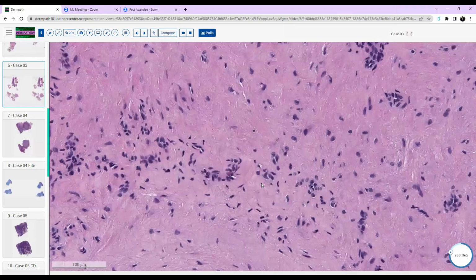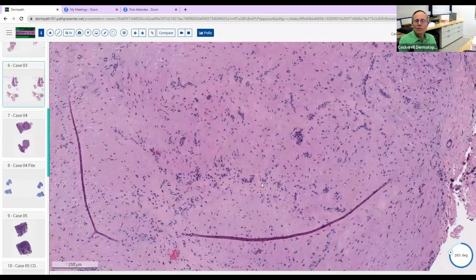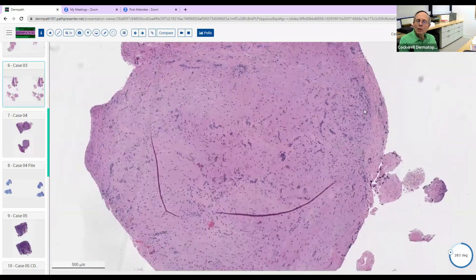Not really seeing a lot of inflammatory cells either. No, it's really not so much inflammatory. It may be considered inflammatory if you consider fibrohistiocytic proliferations to be inflammatory.